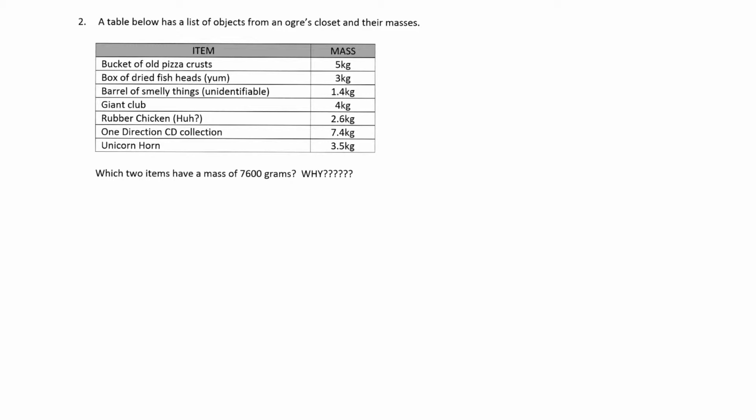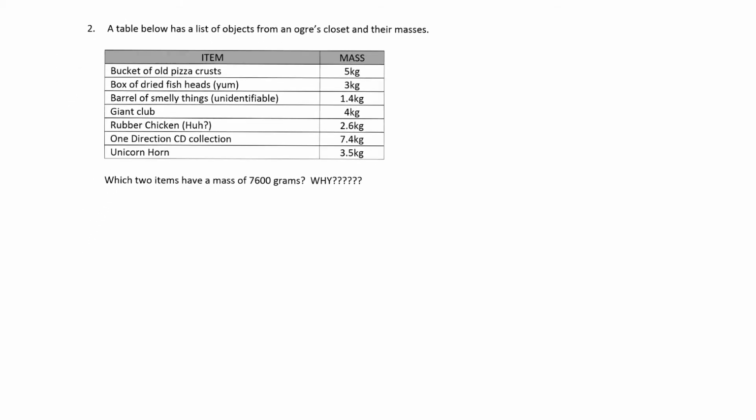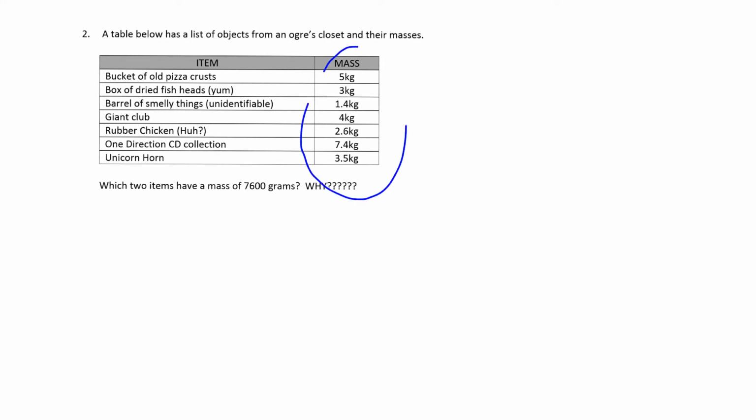Notice that it has their masses here as well, right here on the thing. So we're going to, first of all, see what they want us to find. It says, which two items have a mass of 7,600 grams and why? Well, what they're talking about is a combined mass of 7,600 grams. So what we have to do is find two items here that add up to 7,600.